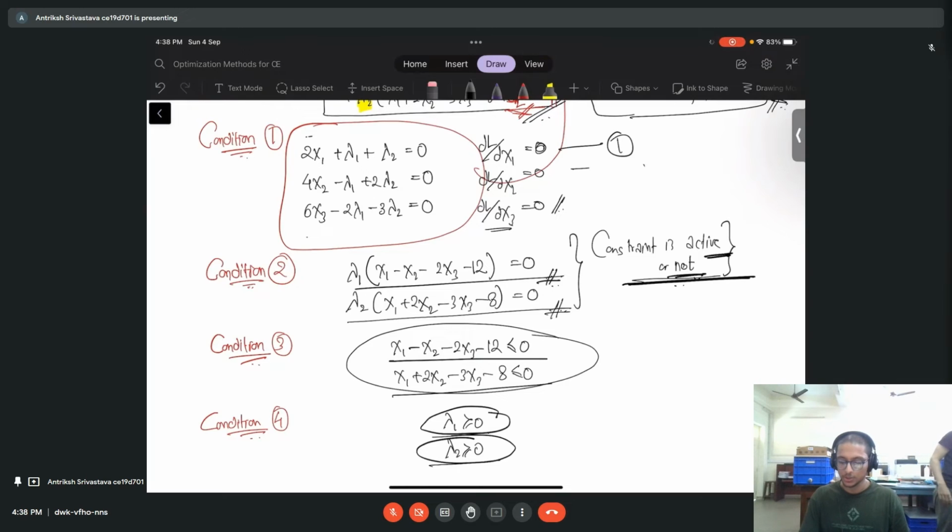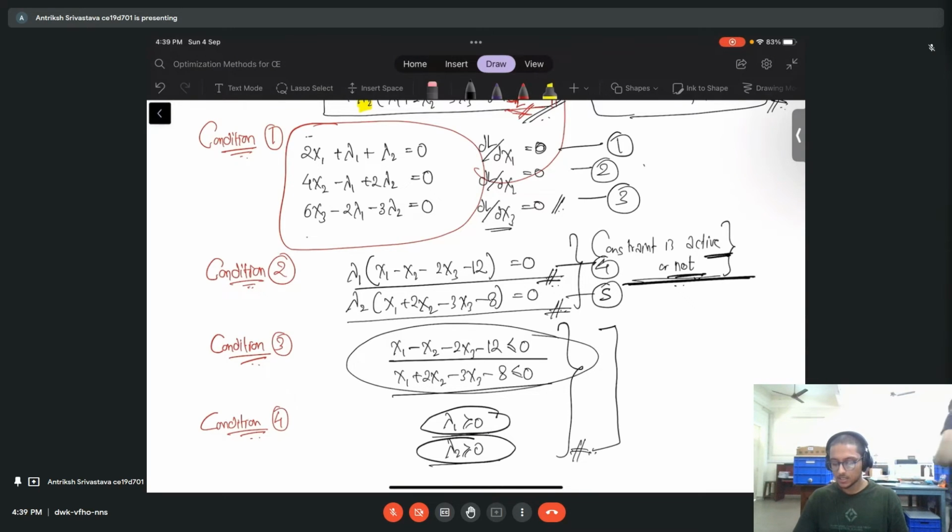Okay, so now that we have this set of equations in our arsenal, let's call them equation 1, equation 2, equation 3, 4, 5, and these are the inequality conditions. We are not going to be using these to solve, so let's remain till 5. Now we will use these 5 equations to get the values of x1, x2, x3 that satisfy these constraints.